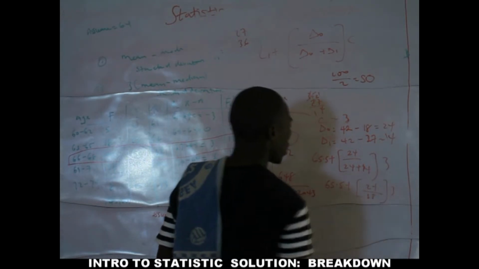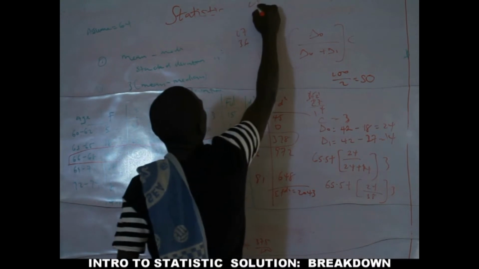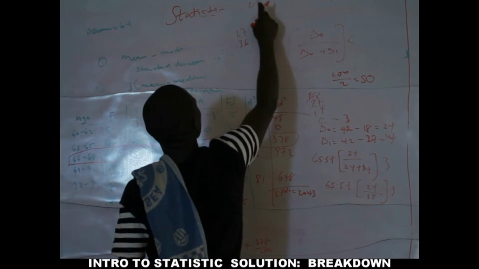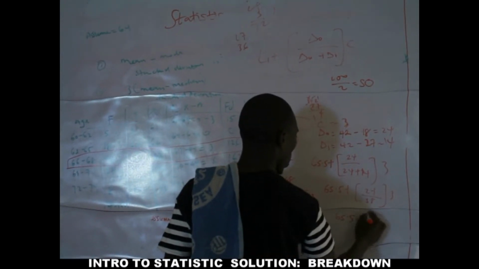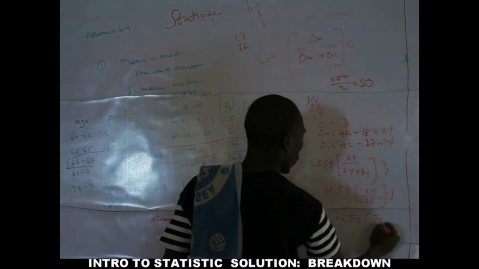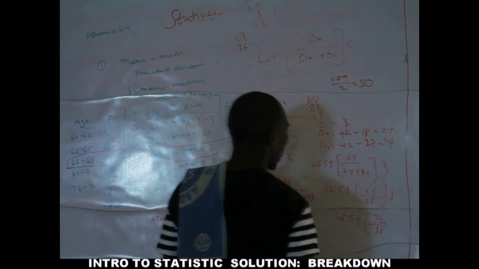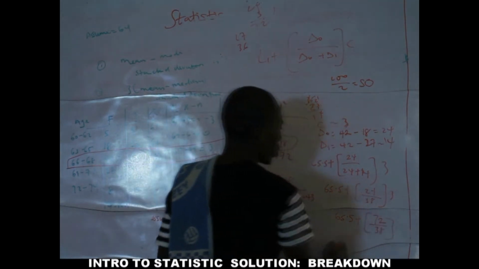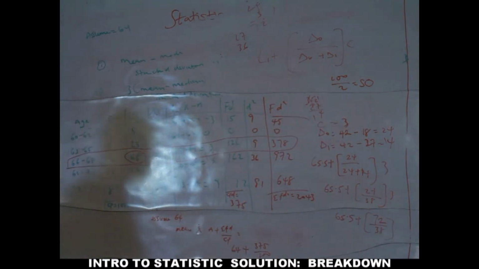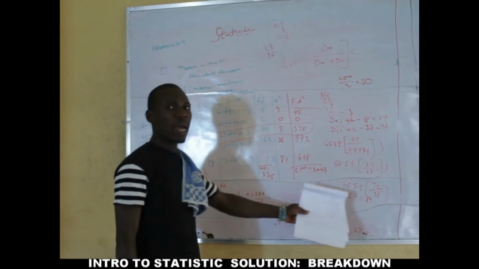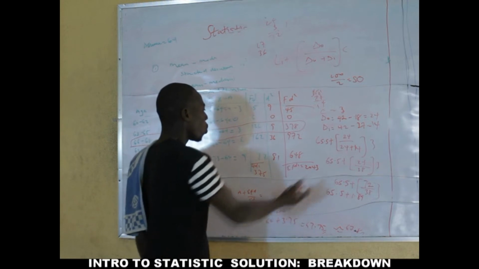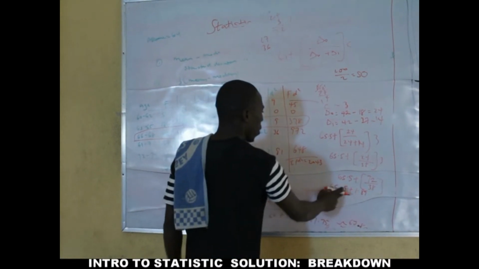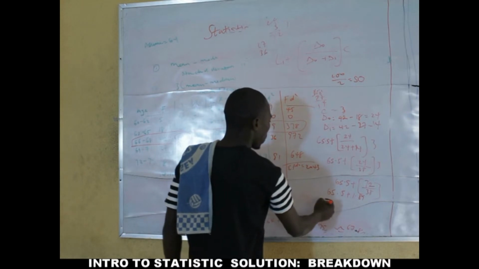24 times 3 is 72, over 38. So we have 65.5 plus 72 over 38. You can do it on your calculator: 72 divided by 38 gives 1.894, so 1.89. Then 65.5 plus 1.89.